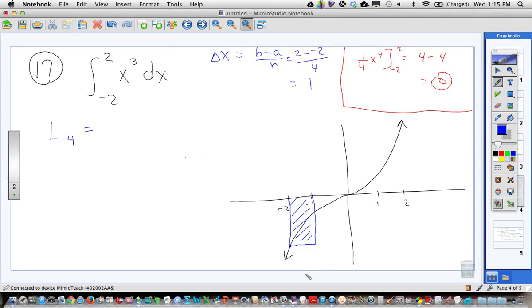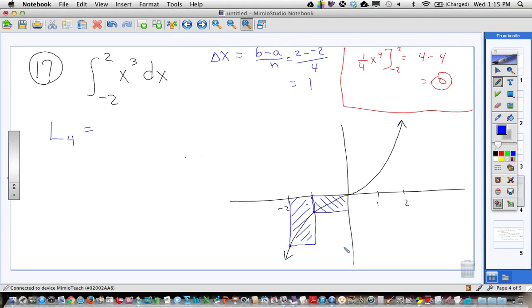Remember, that's how left rectangles work. We start at the left edge, you go down to the curve, and then you draw across 1 width. Okay, the next one, you'll be at -1, you'll go down to the curve, you'll go across, and that will be your second rectangle.